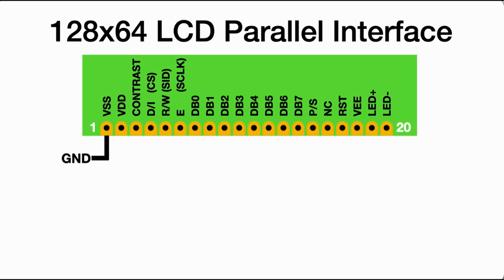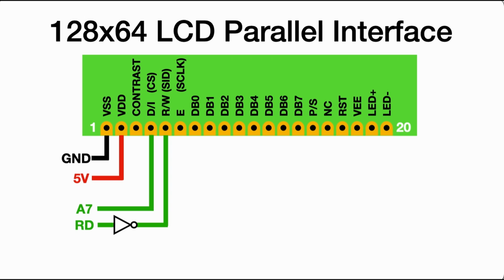So the first pin is ground, VDD is 5 volts. The DI stands for data or instruction register. Data is high and instruction is low. Now I've connected that to A7, so I can choose the data or instruction at the same time as enabling the chip as well. RW is read and write.